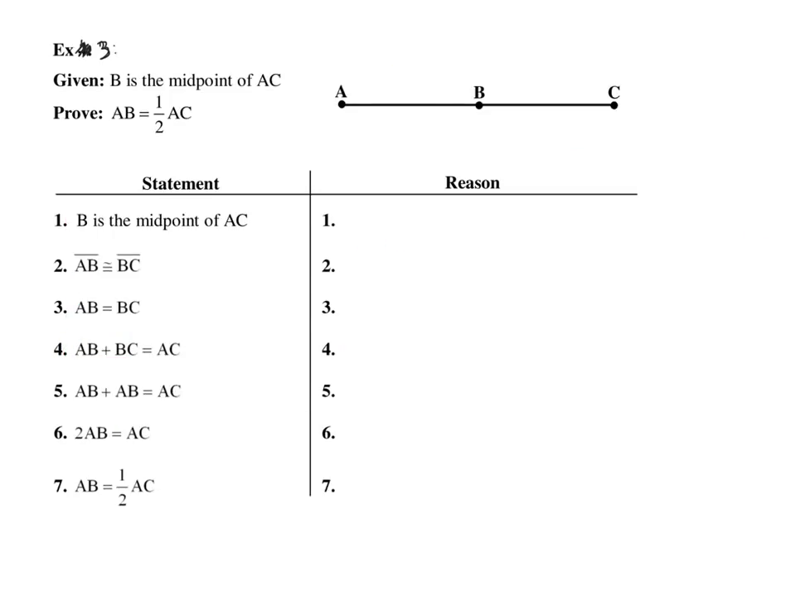All right, and the last example. B is the midpoint of AC. So if it's the midpoint, what does it do to the segment? Cuts it in half. These pieces are the same. All right, so statement 1, B is the midpoint of AC. That's given. All right, and then it says AB is congruent to BC. How do we know that? That's just definition of midpoint.